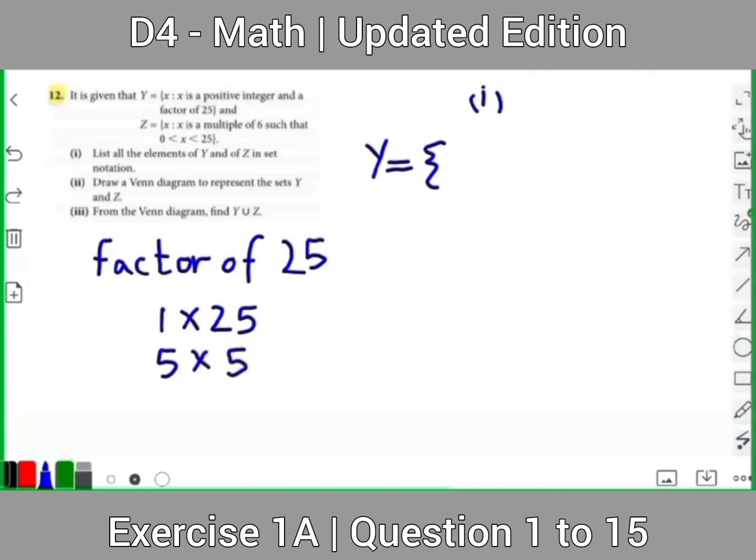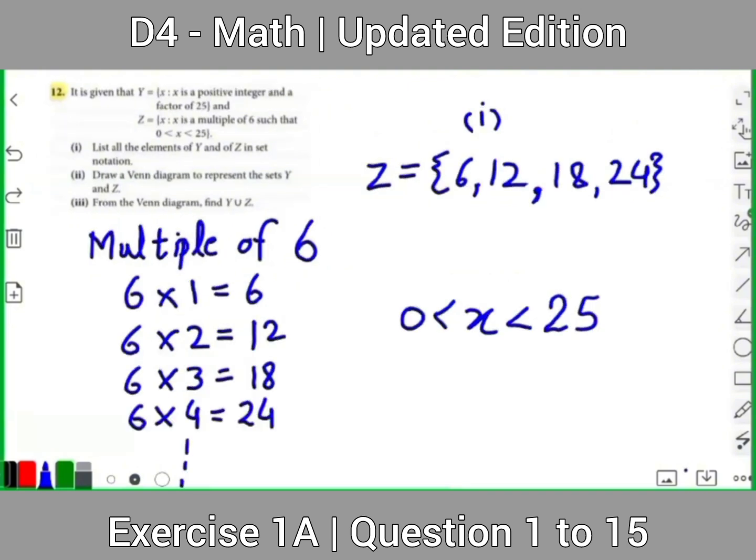Now we have to write down all the factors in the set Y, and x should be a positive integer, so it should be greater than 0. Now we have the factors 1, 25, and 5. So 1, 5, and 25 are the elements in the set Y. Now what about set Z?